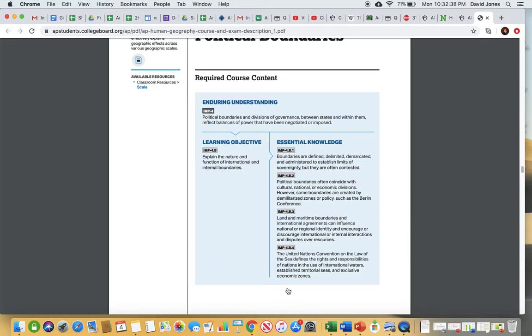And then finally, the United Nations Convention of the Law of the Seas defines the rights and responsibilities of nations in the use of international waters, established territorial seas, and exclusive economic zones. So an exclusive economic zone is what I was just kind of mentioning a second ago, where countries control the water around their land. So if I am the United States, I control 20 to 200 miles outside my land. There's things I can do 20 miles out. There's other things that I can do 200 miles out from my land. Everything beyond that is what's considered international water.